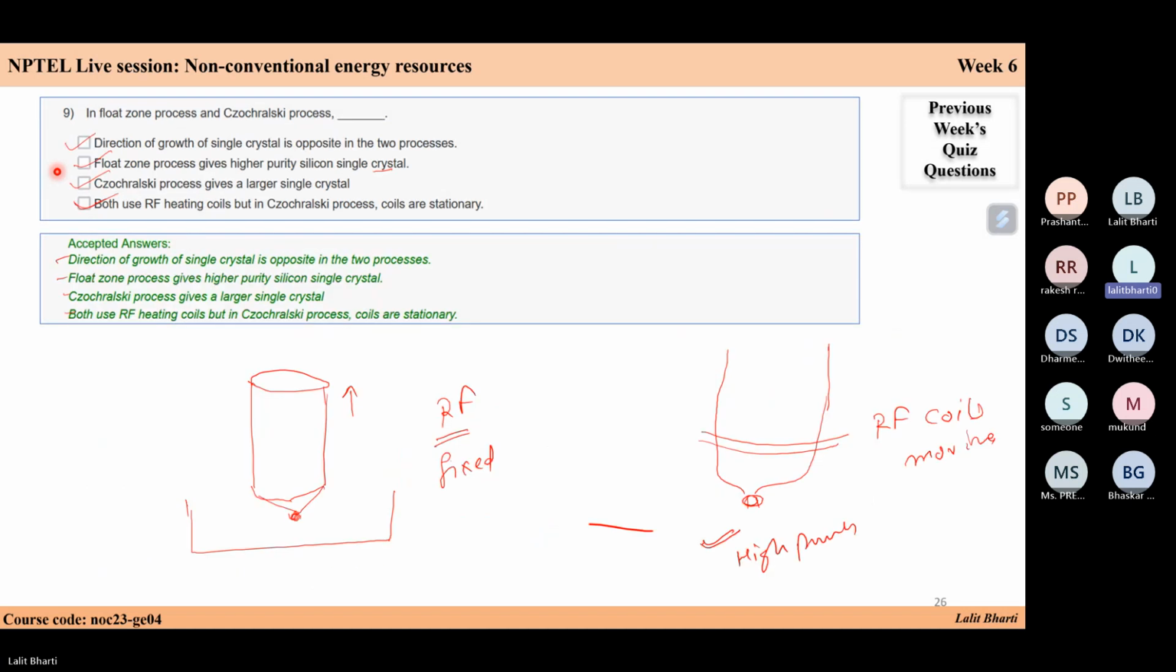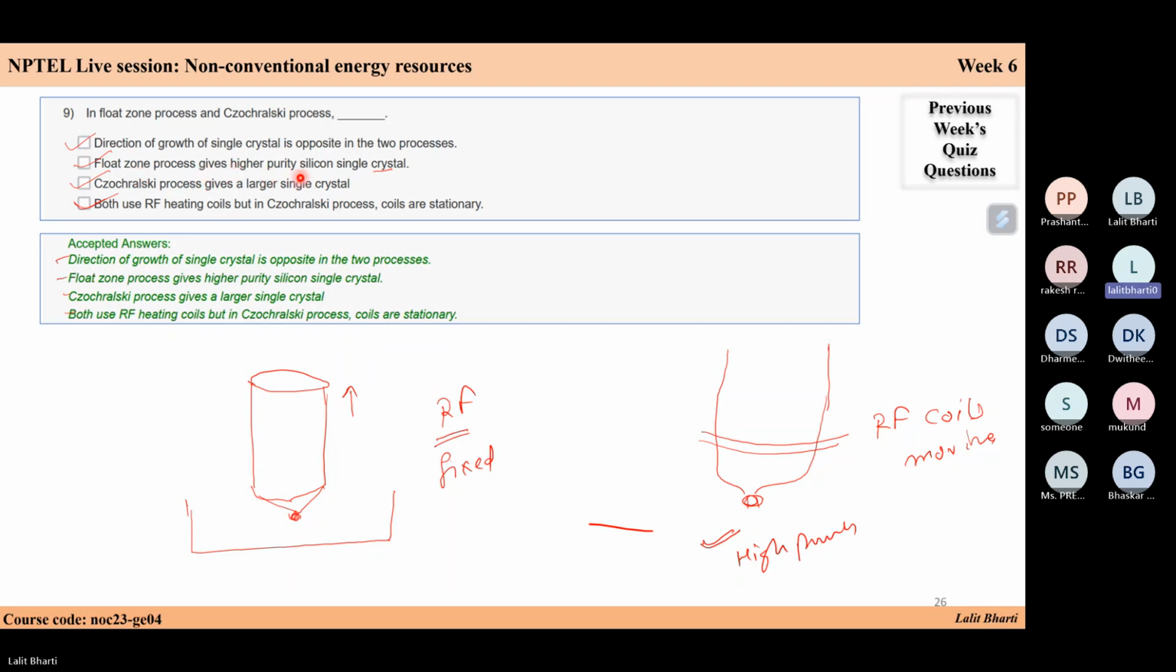Then we have the float zone process and Czochralski process. We have already discussed what is float zone process and what is Czochralski process. Direction of growth of single crystalline is opposite in the both two processes. Yes. So we saw that in Czochralski process, your direction is upper side, and for the float zone, your RF coils are moving, so your direction is opposite in that case.